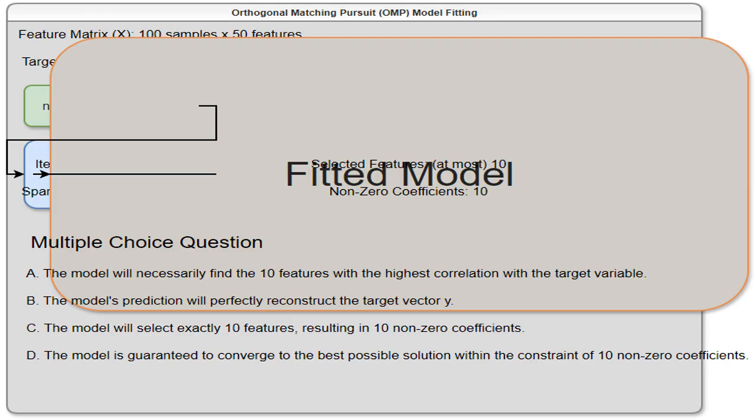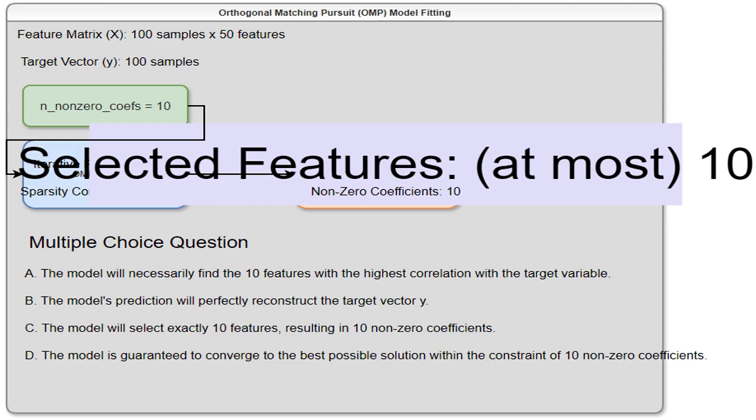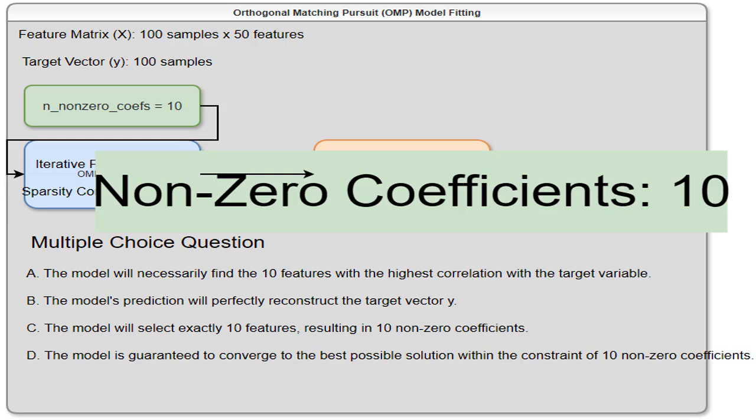This is my trained model. After feeding my data into the OMP algorithm, I get a model that predicts income based on my chosen features. My final model will use no more than 10 of the 50 features. The equation produced by the model will have exactly 10 coefficients that are not zero. Each coefficient shows the importance of a selected feature in predicting the income.